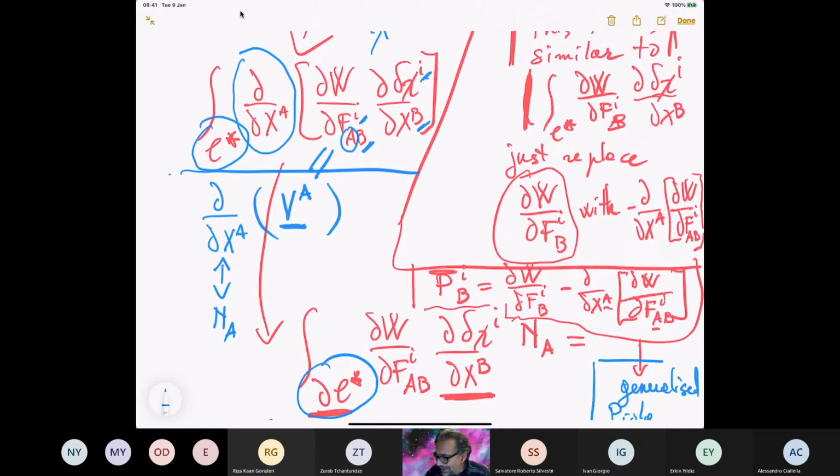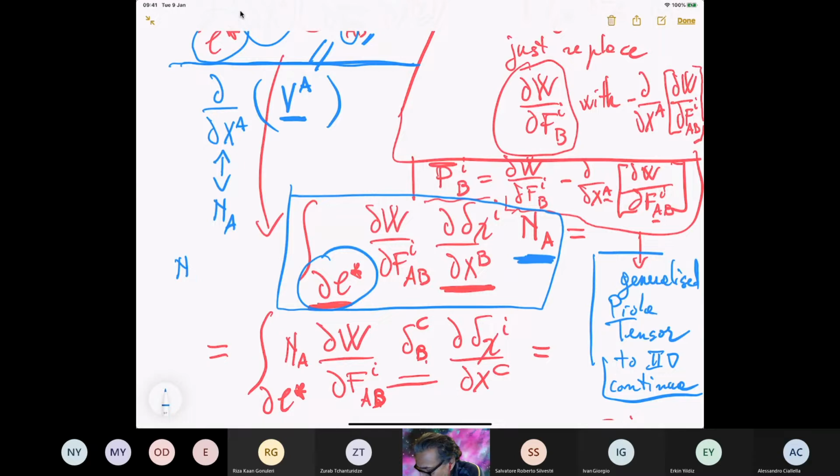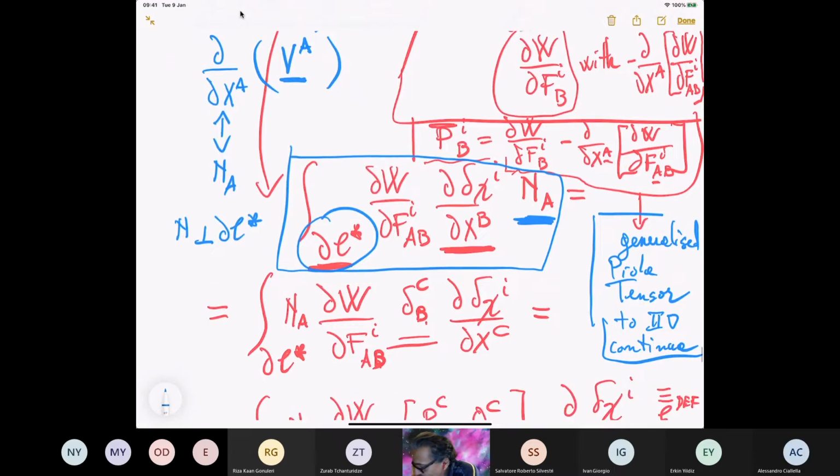So you can transform this integral into a surface integral, which is this one. This is a flux. The normal N is orthogonal to the boundary of C star. You have a flux of this V_A vector, whose flux is calculated on the boundary.